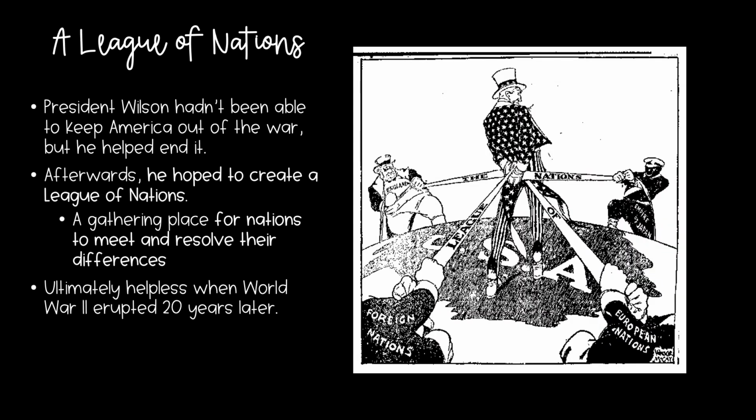Although Wilson wasn't able to keep America out of the war, he was able to help end it. And afterwards, his goal was to create something that would help prevent future wars. His plan was called the League of Nations, and its purpose was to provide a gathering place for nations to meet and resolve their differences. The League of Nations was incorporated into the Treaty of Versailles, which officially ended the war, but Wilson was unable to convince Congress to ratify it in the U.S., so the U.S. was never a member. Ultimately, it wouldn't help avoid another global war 20 years later.